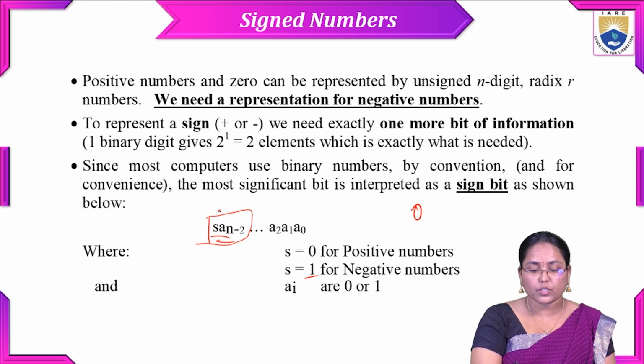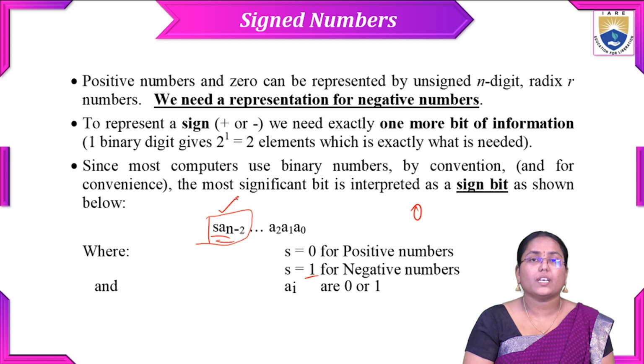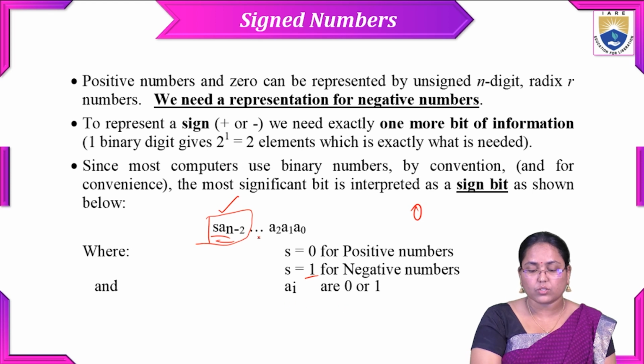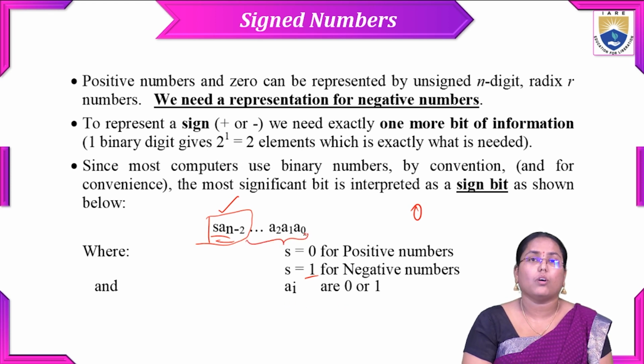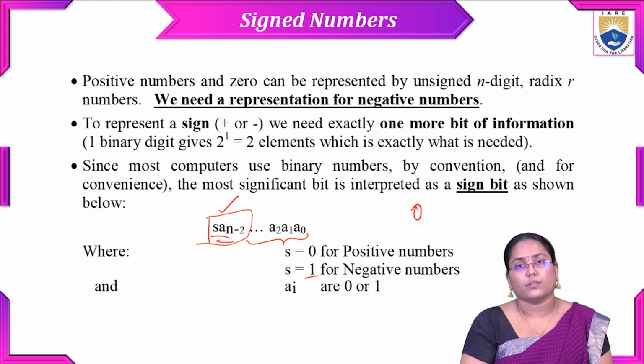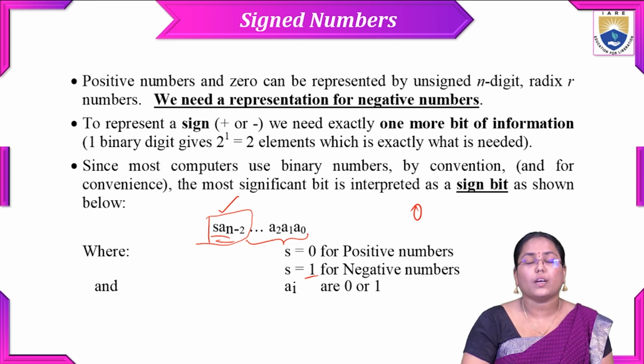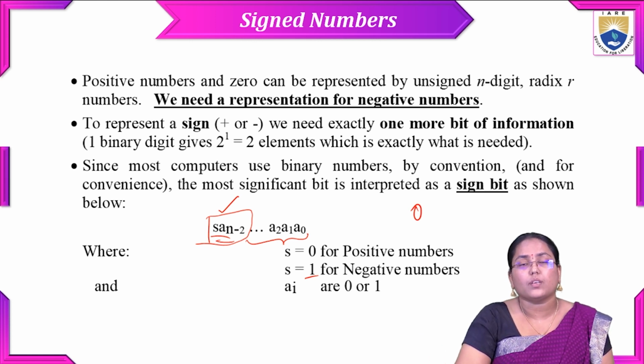According to the most significant bit, we'll decide whether it is a positive number or a negative number. The remaining bits are 0s and 1s. This is the way we represent signed numbers. In the next class, we will learn how to perform subtraction and how to deal with signed numbers, how to do the complement of signed numbers. All these things we will discuss in the next class.